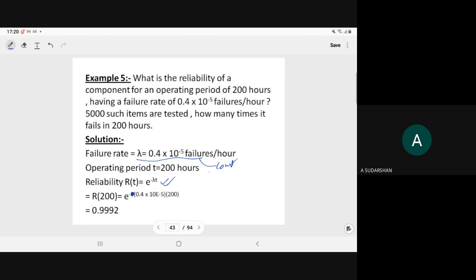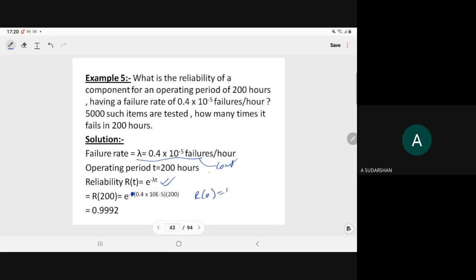So reliability for the 200 hours will become e to the power minus 0.4 into 10 to the power minus 5 into 200. So it will give you 0.992. So 0.992 is the reliability at 200 hours.